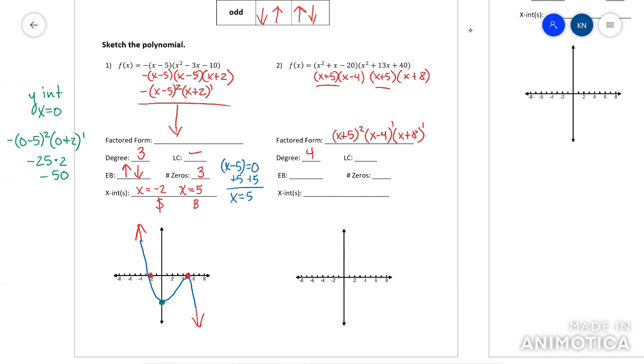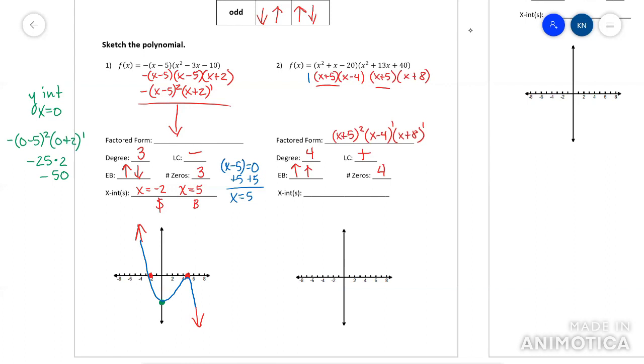My leading coefficient, there's no leading coefficient here. There's no number right here. So when that happens, it's a 1. You imagine it as a 1. So my leading coefficient here is a positive number. So this is a positive even. Positive even in behavior goes up, up. The number of zeros matches the degree, so 4.